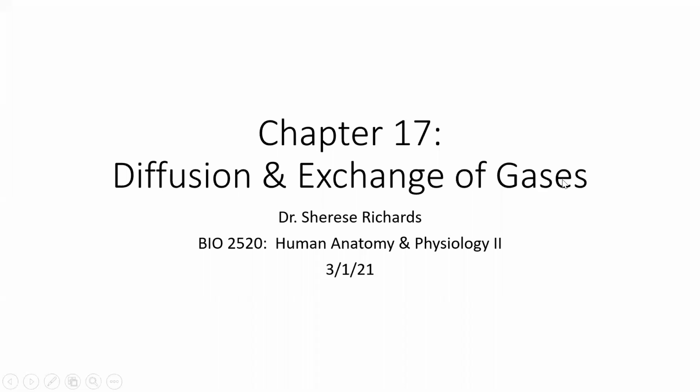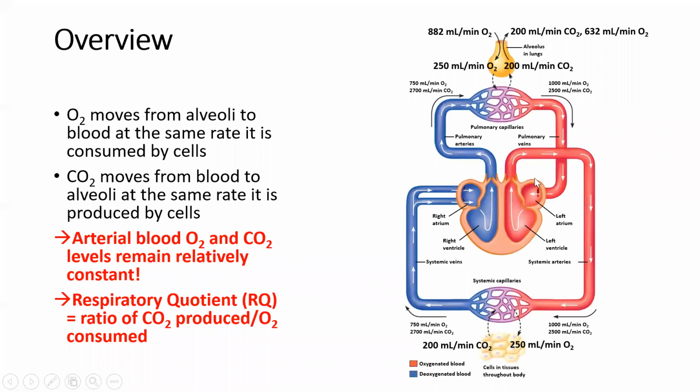Chapter 17, Diffusion and Exchange of Gases, which again is kind of the preparation for introducing how gases are transported in the blood. We're going to build up the conversation by looking at the partial pressure of our gases and how we deduce the gradients that are needed for gas to move in one direction or the other.